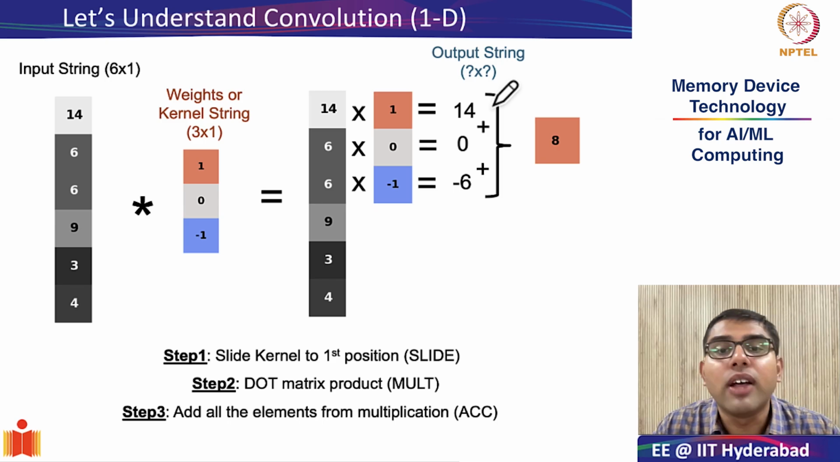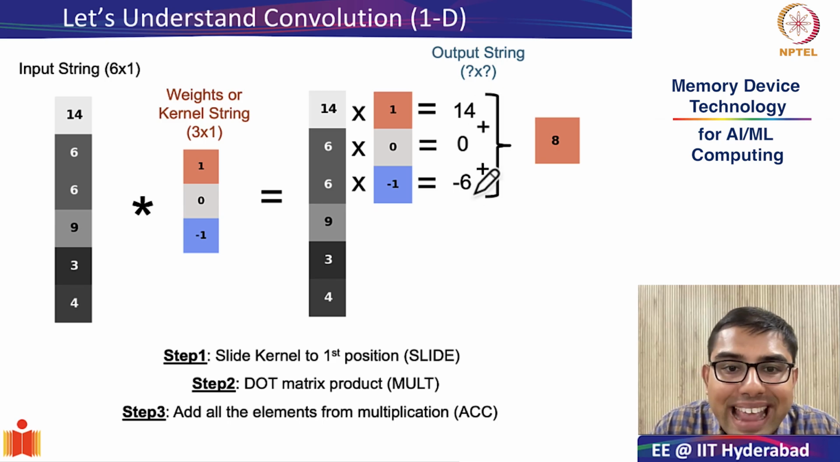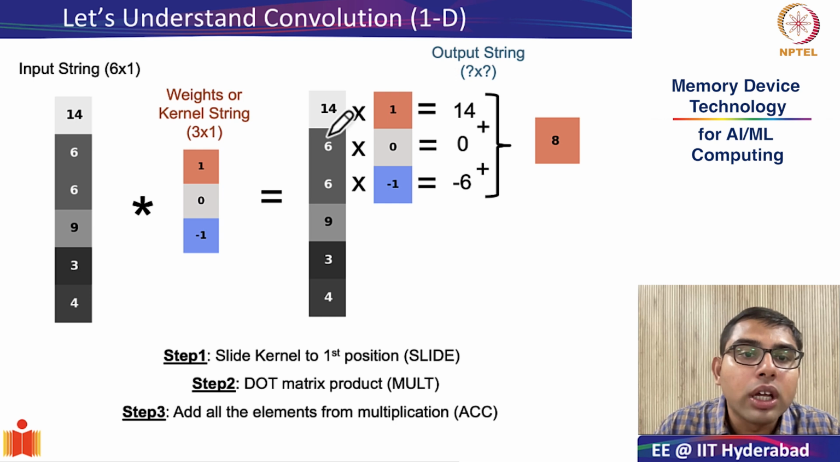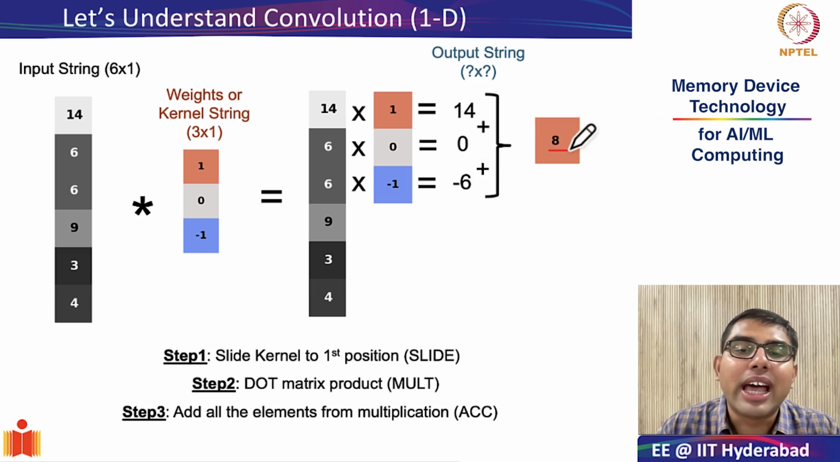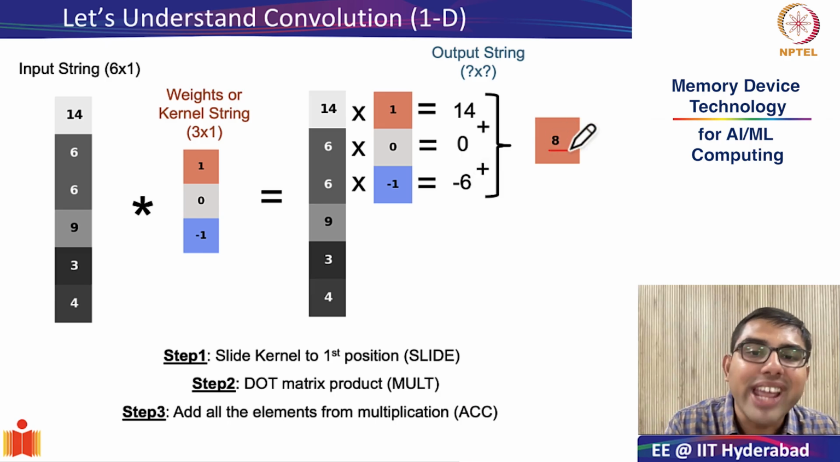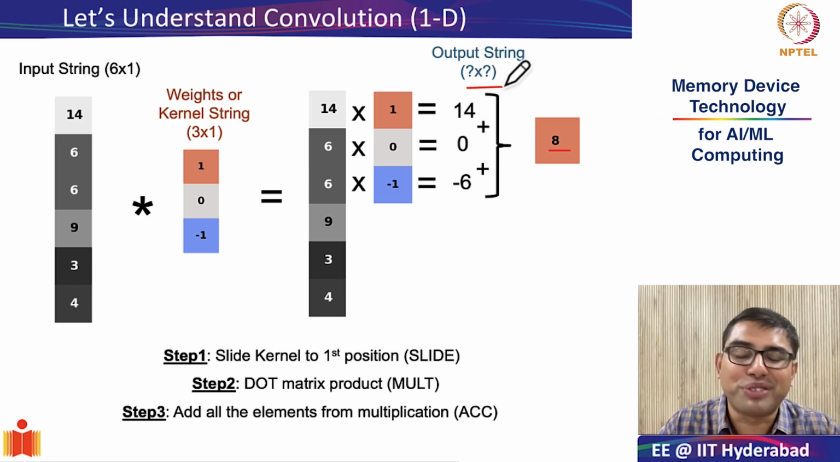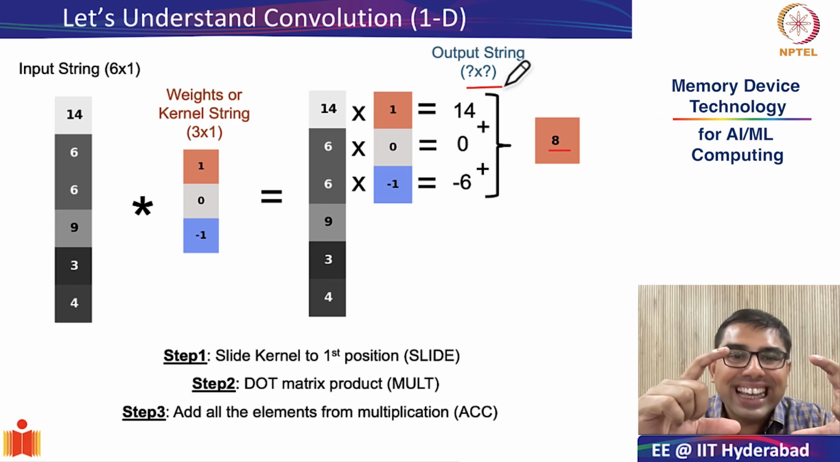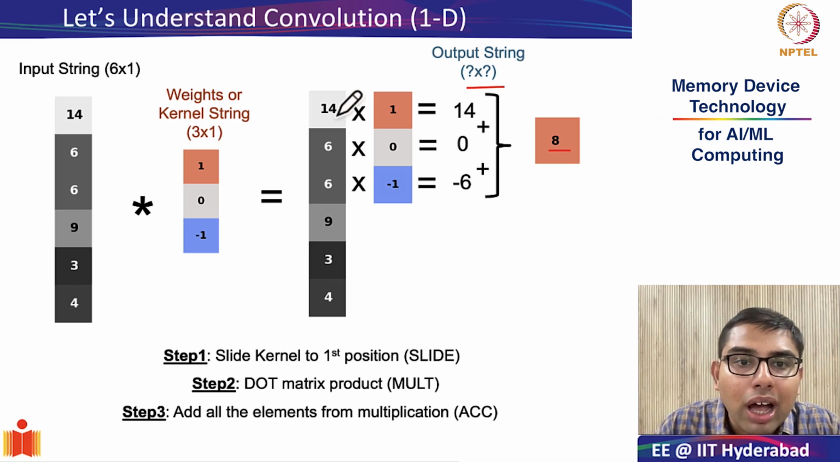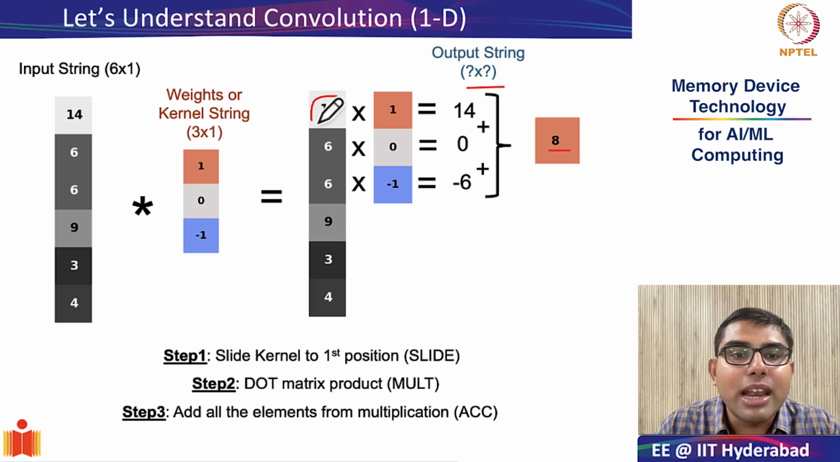So the third step is the accumulate step, where you simply add all these numbers that you have obtained by doing this dot product. In this case, 14 plus 0 plus minus 6 turns out to be 8. And the first element of the output string, whose dimensions we are not yet sure of, is the number 8. How did we get it? We first positioned the kernel to have the same alignment such that the first element of the input matches that of the kernel. You do element wise multiplication and then you add them up.